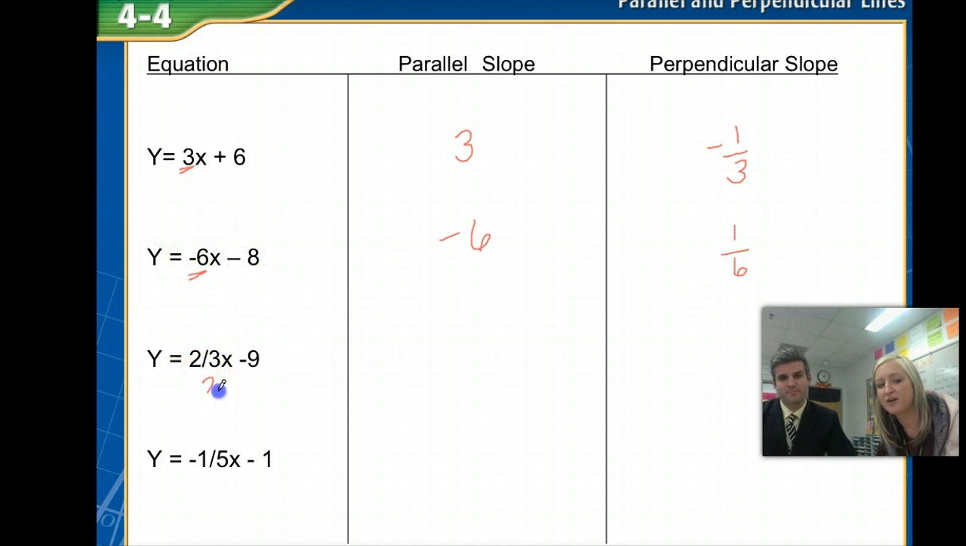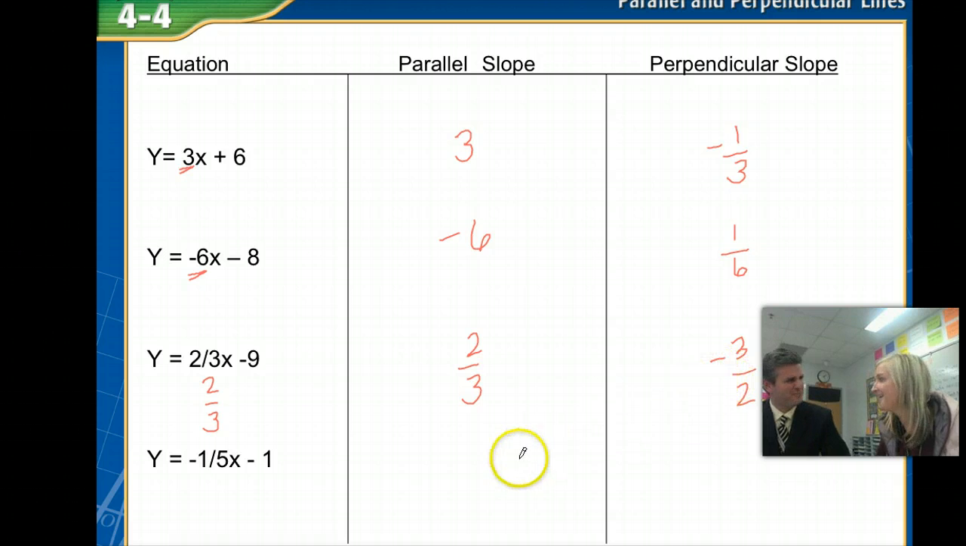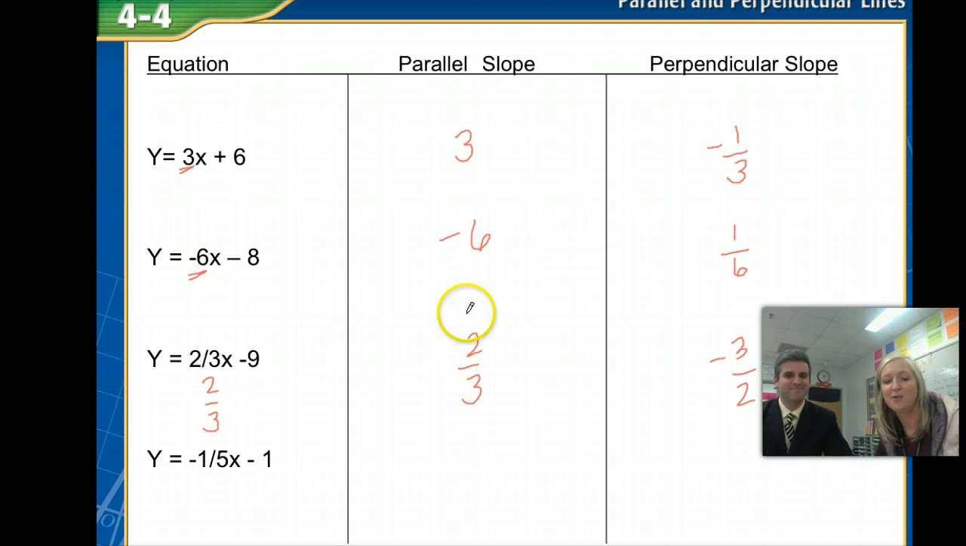How about 2/3? For my new parallel line, what would my slope be? Well, the same as your original slope, right? Which is 2/3. So my perpendicular line would have to be? -3/2. Is that what I say? Yeah, or 3/2. 3 over 2 works. Yep, they all work. Excellent.